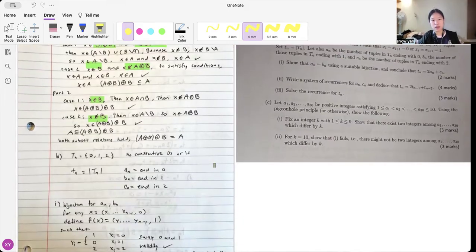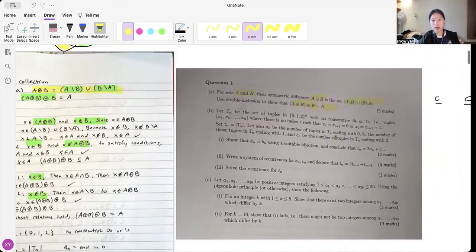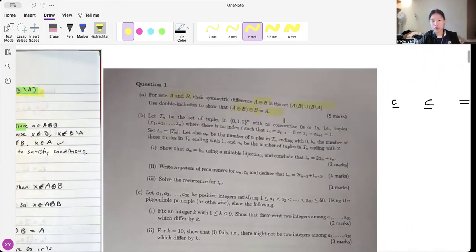That's the idea of A, and I think it's pretty clear. For part B, it's just a classic kind of recursion question. Let Tn be the tuples in {0, 1, 2}^n with no consecutive zeros or ones, that is, no index i such that this thing is equal to 0 or this thing is equal to 1. Set T of n equal to the size of T of n. Let An be the number of tuples ending with 0, Bn with 1, and Cn with 2. Show that An equals Bn using a suitable bijection, and conclude that Tn is equal to 2An plus Cn.